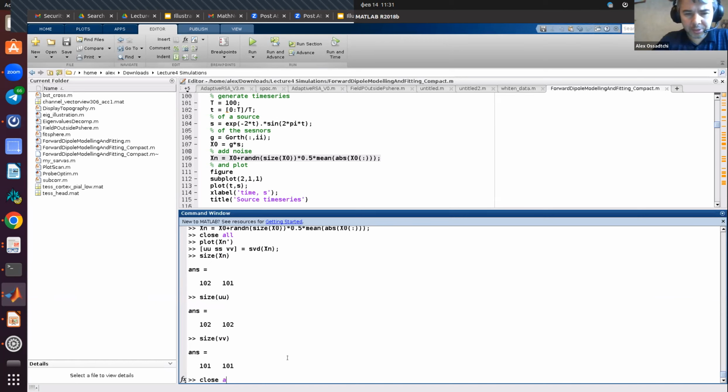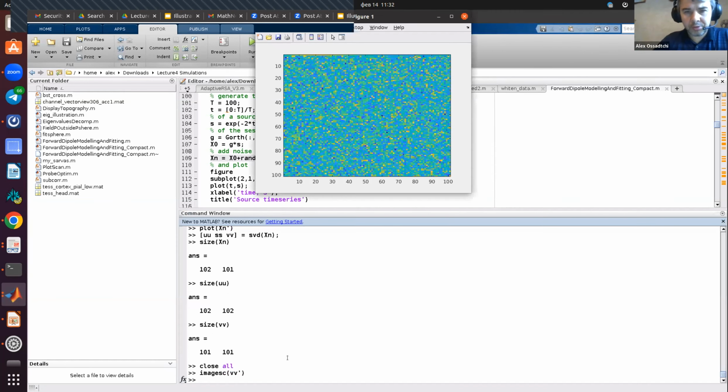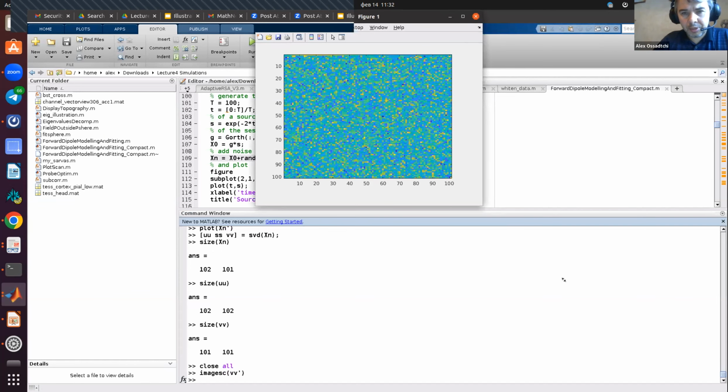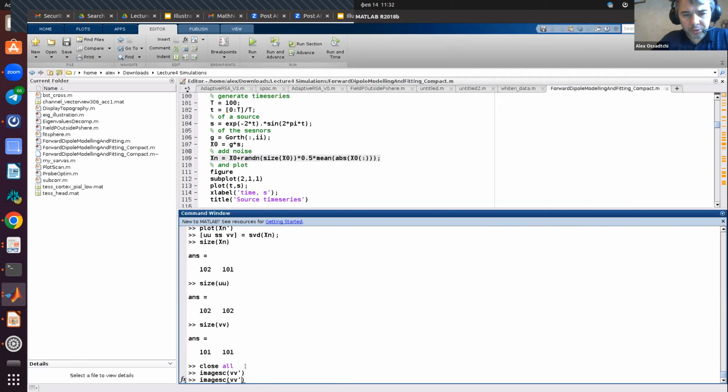To see this, let's do this. I'm always using close all so that when I plot, I can see. Let's do imagesc of these matrices. Let's first do imagesc of V, and then prime, because it's about the temporal dimension, I just do the transpose. You can't see very well, so let me first plot only the first, say, 20 columns.